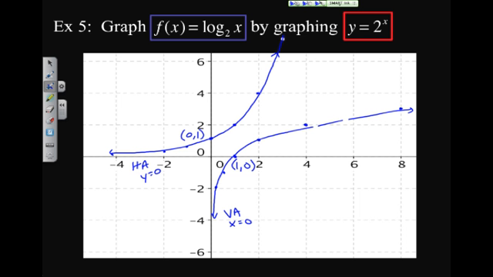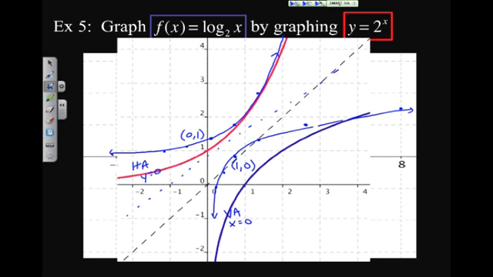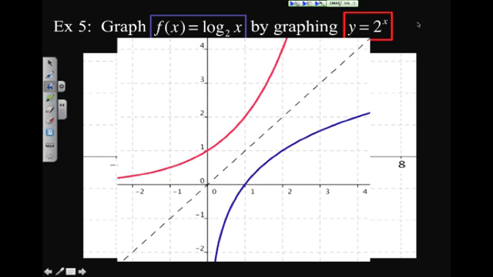And if you remember when we talked about inverses before, we realized that inverses are always going to be a reflection over the y equals x line. And so you can see it's a reflection over that diagonal line. Here's a little bit nicer picture of it. And you can see that the red one is the exponential, the blue one is the logarithmic.